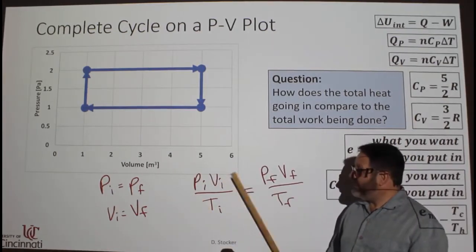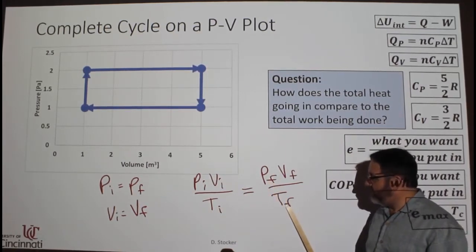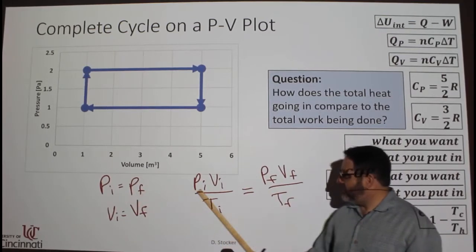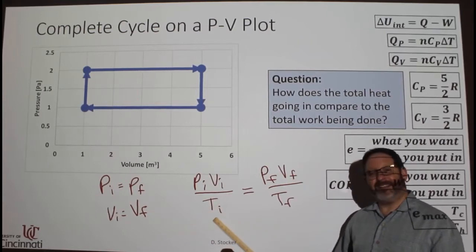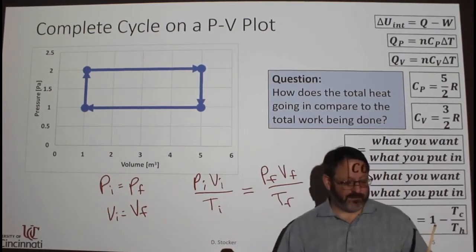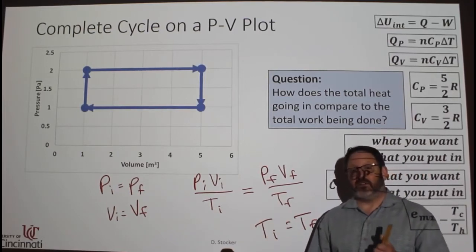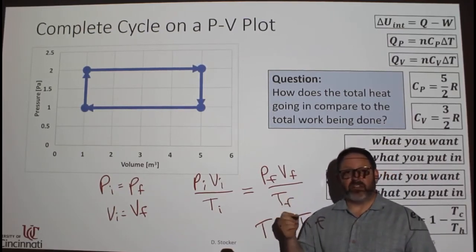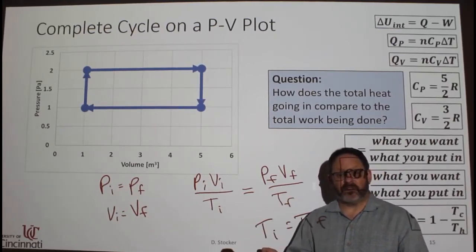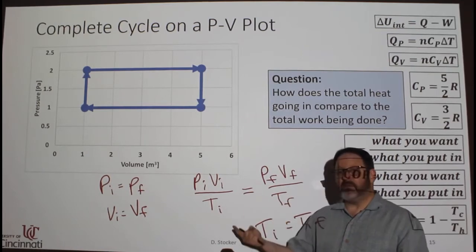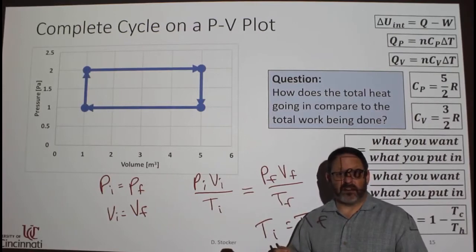So P initial, V initial over T initial has to be equal to P final, V final over T final. But we know P initial and P final are the same, V initial and V final are the same. That means T initial has to be equal to T final. So the initial temperature equals the final temperature. And if you remember, the internal energy of the system is related only to the number of molecules and to the temperature. If the number of molecules stayed the same and the temperature stayed the same, that means the internal energy has to be the same.